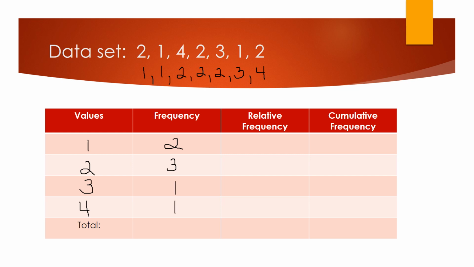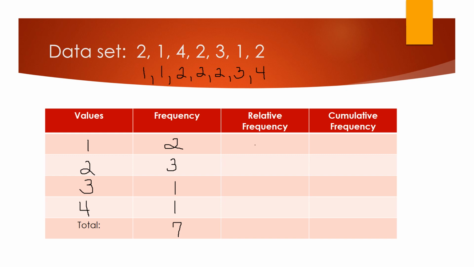A quick way to check to make sure you've included all of the values is to add up your frequency column. So 2, 3, 1, and 1 is a total of 7. And we know we have 7 data values, so we didn't miss any. It's not really necessary on a small list like this, but it doesn't hurt to check.